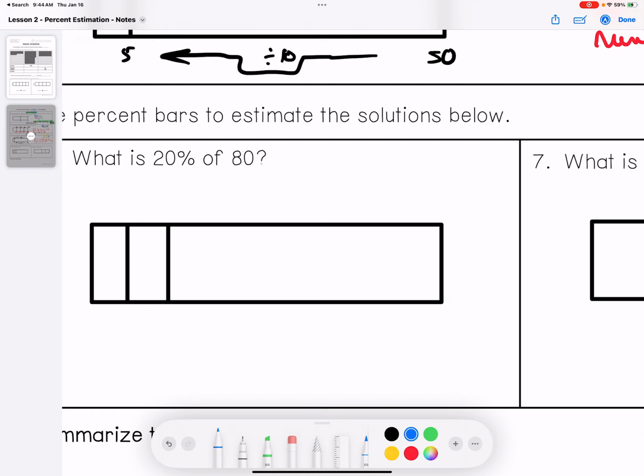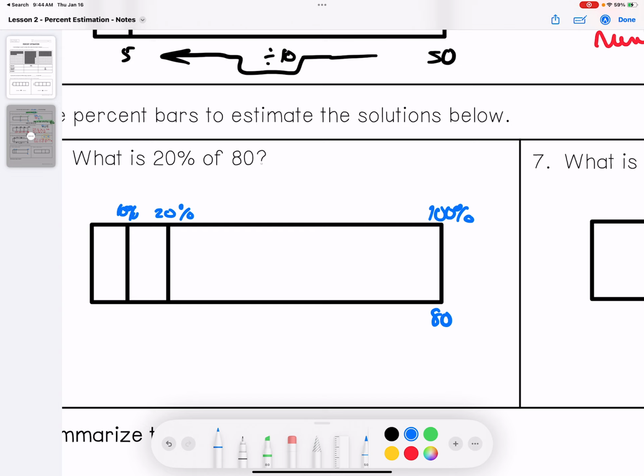What is 20% of 80? So I know the total is 80, and I know that's 100% of 80. That's at the end. All right, they're broken up for us. They've already done 10% and 20% for us. So we can do this in our head.